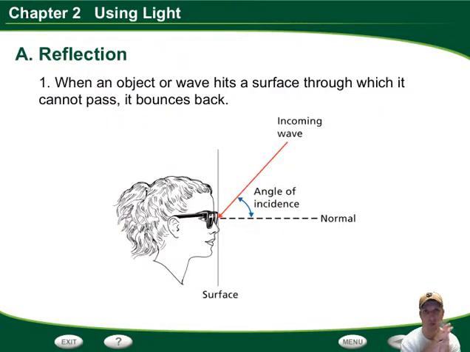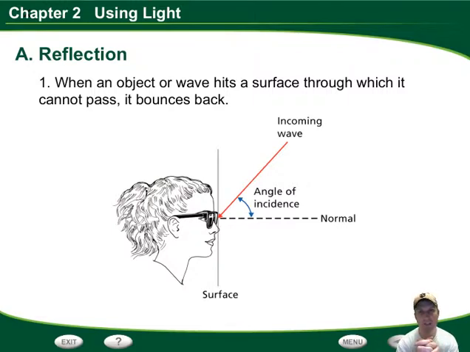So first of all, we have to understand what reflection is. When an object or a wave hits a surface through which it cannot pass, it bounces back. And the bouncing back of an object or a wave is called reflection. We get this in sports. A lot of times we'll talk about, in hockey, for example, if a hockey player shoots at the goal and the goalie stops it and the puck bounces off of the goalie, we call that a deflection. Okay, it's a defensive reflection, basically.